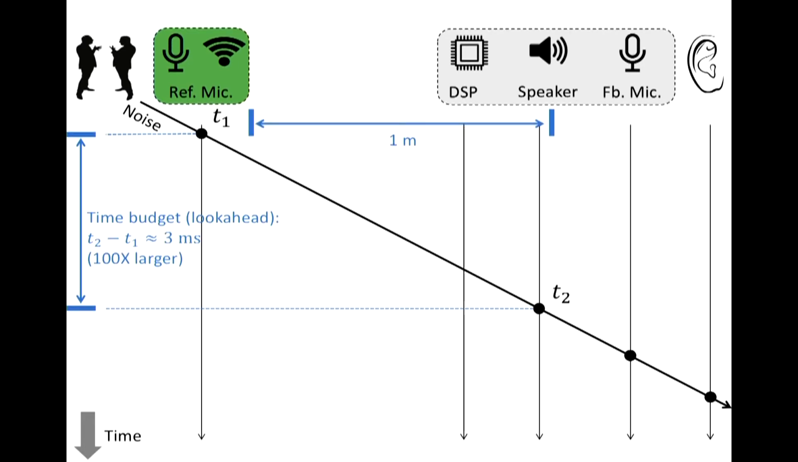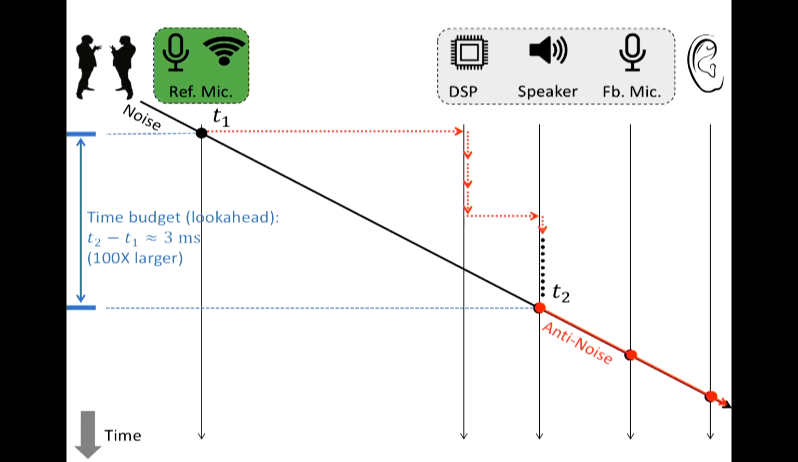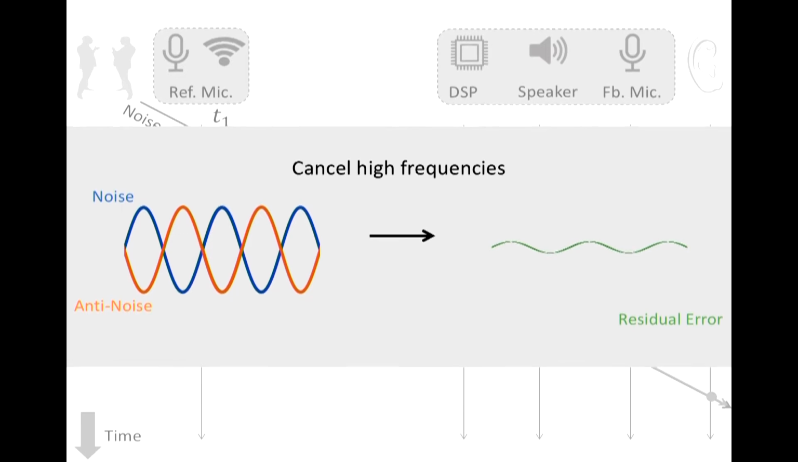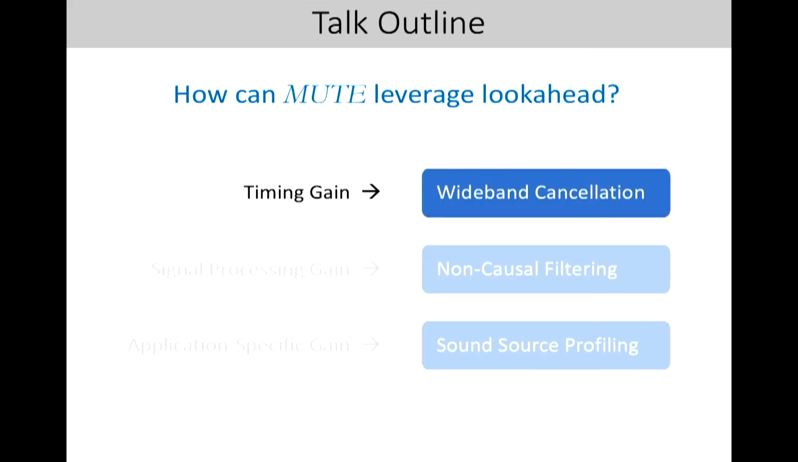This will translate to 3 milliseconds of look-ahead time, which is 100 times larger than what today's noise-canceling headphones have. As a result, we can easily fit all the processing and all the delays into this time budget, which means now we do not have any time lag at producing the anti-noise sound. This further means we should now be able to cancel higher frequencies as well. So in summary, simply taking out the microphone and putting it somewhere further away immediately gives us the timing gain, which allows for wideband cancellation.